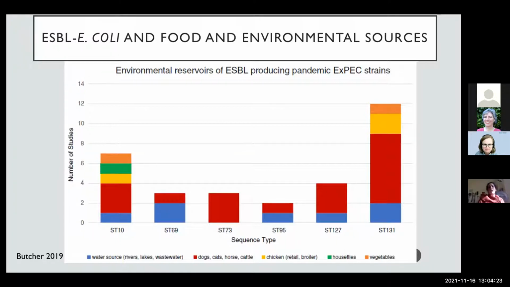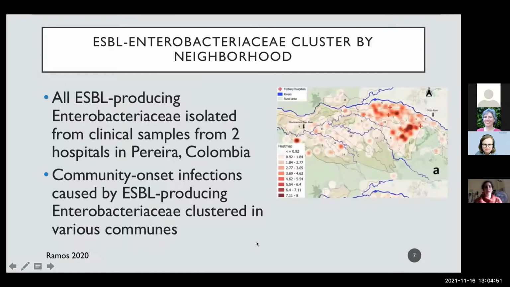ESBL E. coli have been found in both food animals and environmental sources. We will later be talking about sequence types. So they're kind of strains, or genotypes, kind of like a specific fingerprint of E. coli. And so we can see that multiple genotypes have been found in multiple sources, including water sources, dogs, cats, and horses, retail chicken, houseflies, and vegetables.